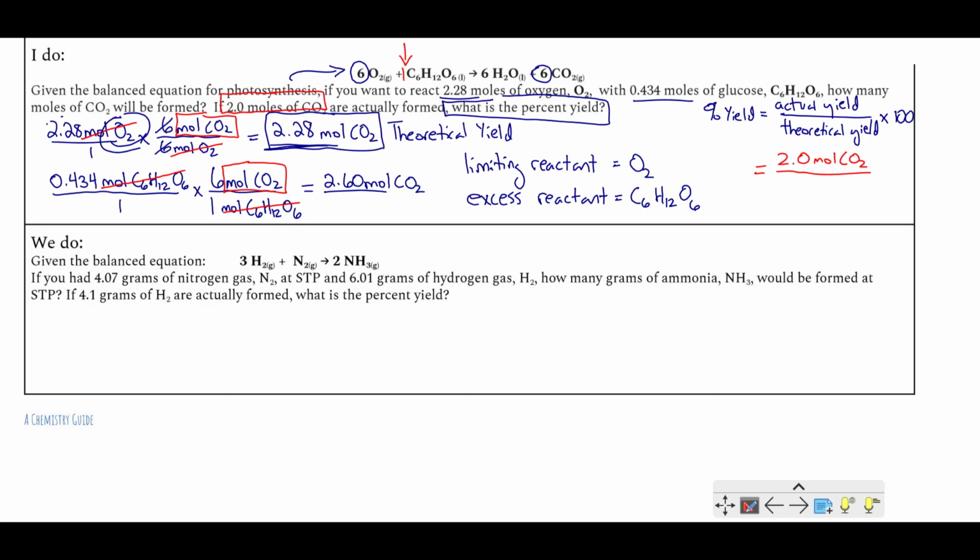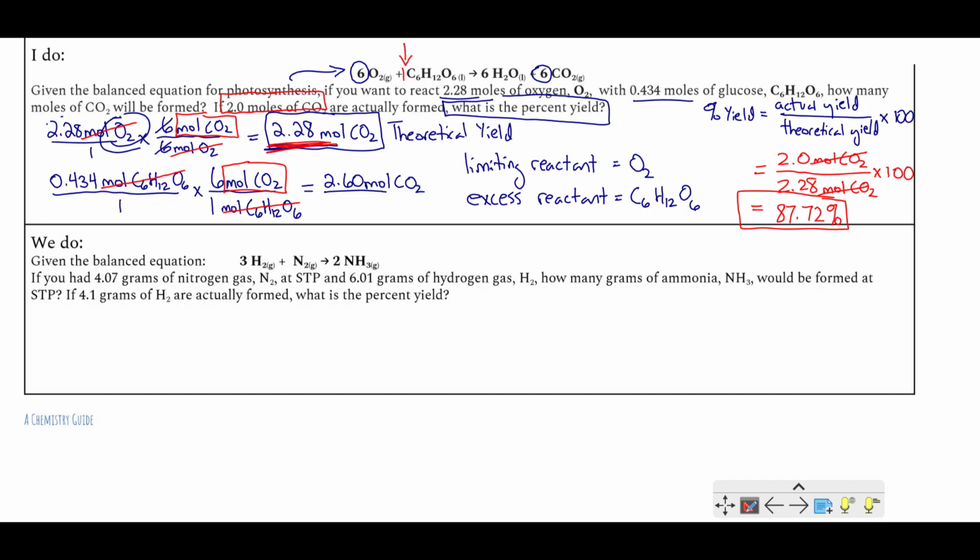So 2.0 moles, and we're going to divide by the theoretical yield, and that's that 2.28 moles. Now with a ratio, units always cancel out, and we'll multiply by 100. And so if you plug those numbers in a calculator, you're going to get 87.72%. And that's the percent yield. There's a lot of reasons why a reaction might not yield 100% of the theoretical yield. Maybe it's not the right temperature to react ideally. I mean, there's a long list of things that can go on.